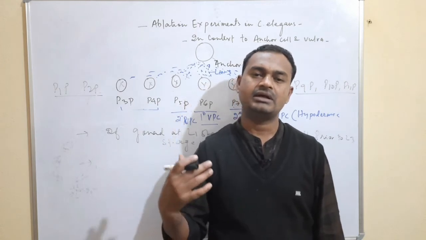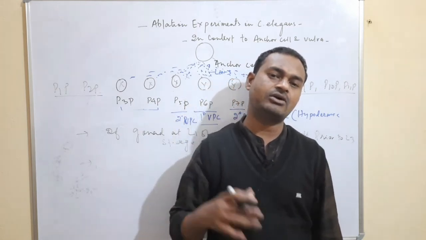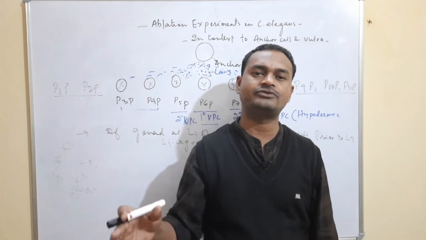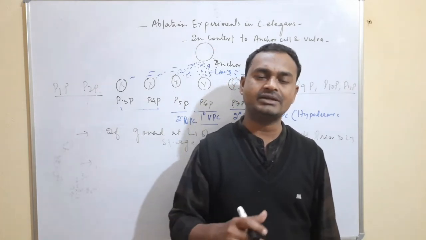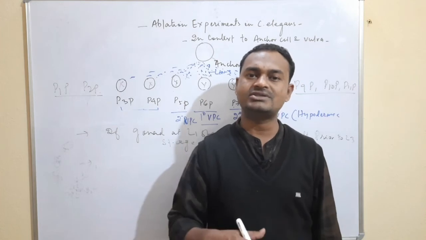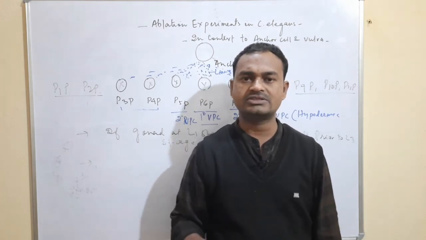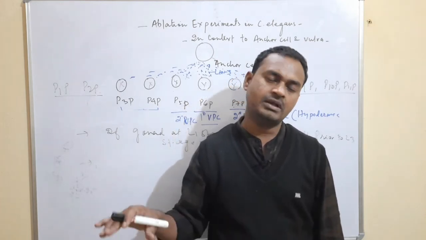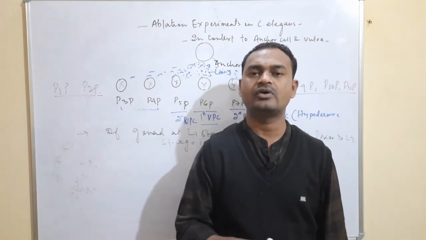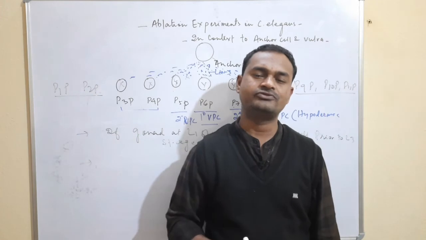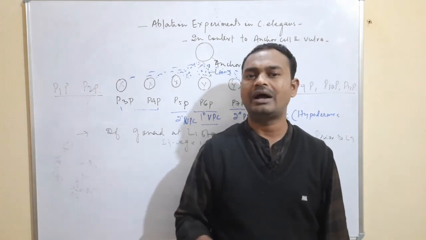Because the anchor cell alone is responsible for and is enough for the formation of the fate of the vulva, if it is ablated before the L3 stage, then what will happen? All the vulva precursor cells will acquire the 3 degree fate, means all those structures will lead to the formation of the hypodermis.